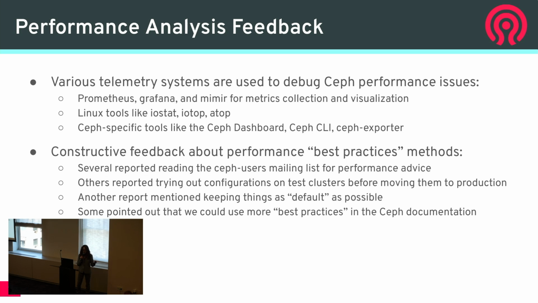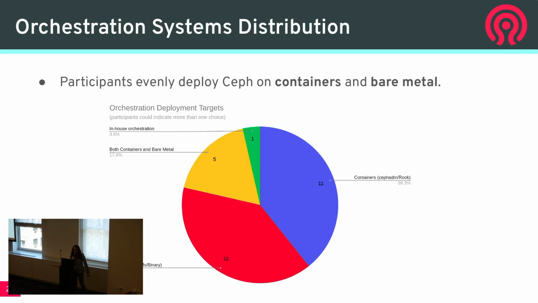So that definitely checked out with what we saw in people's EC profiles and tells a story about other configs in Ceph. Moving on to the results we got from orchestration and deployment. We asked people, how do you deploy Ceph? And we got pretty even answers about people deploying on containers and bare metal.